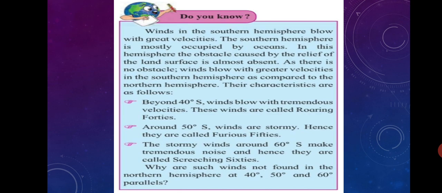Why are such winds not found in the northern hemisphere at 40 degree, 50 degree and 60 degree parallels? Yes, because as mentioned earlier, land surface occupies the majority of the area in the northern hemisphere, causing obstacles, as compared to the southern hemisphere. The southern hemisphere has less obstacle because a vast area is covered by water bodies.